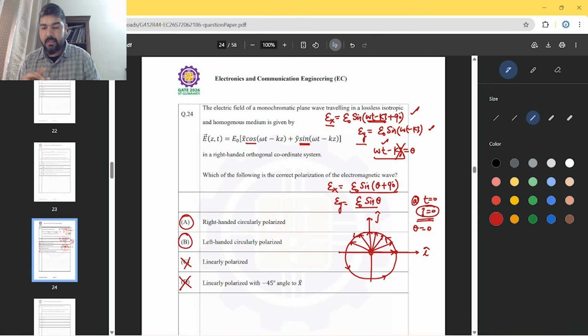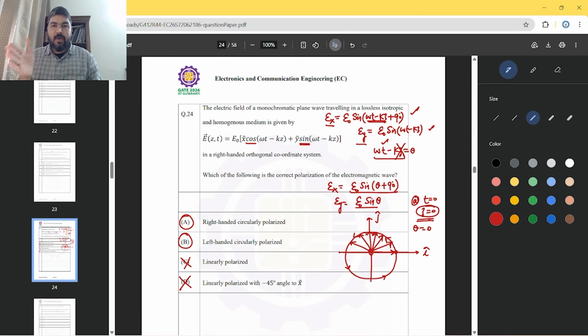Now which circular polarization is there? Since it is propagating in the Z direction, take your thumb in the Z direction, take both the right hand and the left hand, thumb in the Z direction, and rotate your fingers. If you look at the right hand and rotate it, the rotation is in the anti-clockwise direction. And here also the electric field is rotating in the anti-clockwise direction.